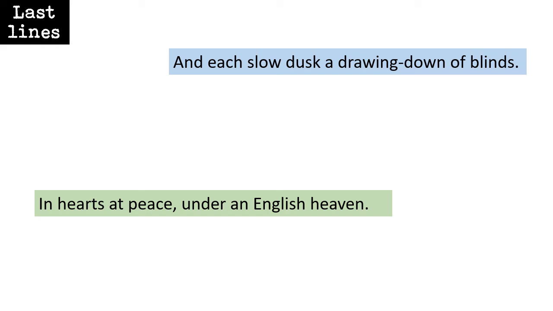And we'll start with Anthem for Doomed Youth again. Here we've got this slow, drawn out ending. The use of the D sound in the alliteration of dusk, a drawing down of blinds. There's even a little bit of a hint of a D there. This whole line has got D sounds flowing through it, which gives it a thudding, plodding, slow sound. And each slow dusk, a drawing down of blinds.